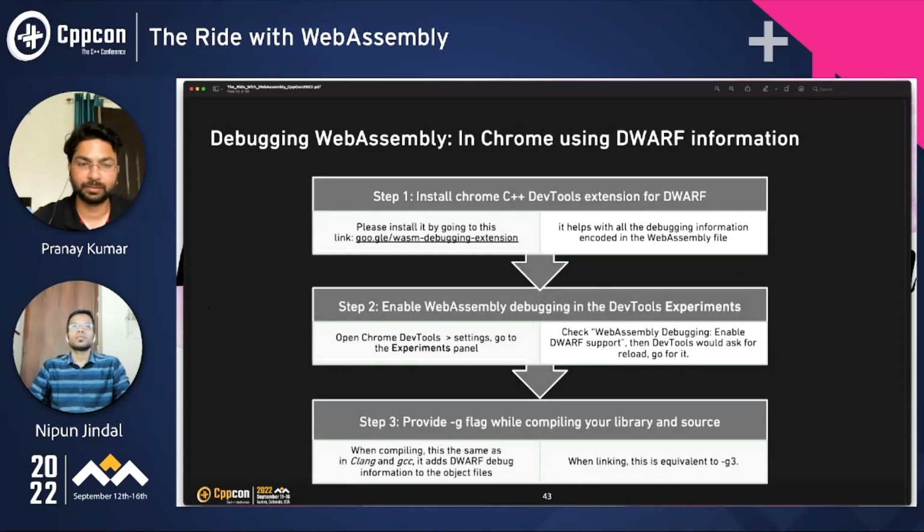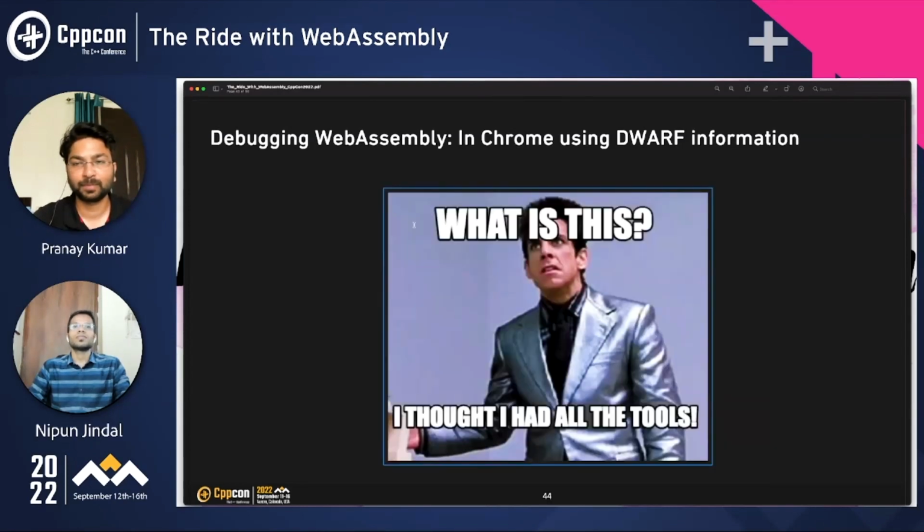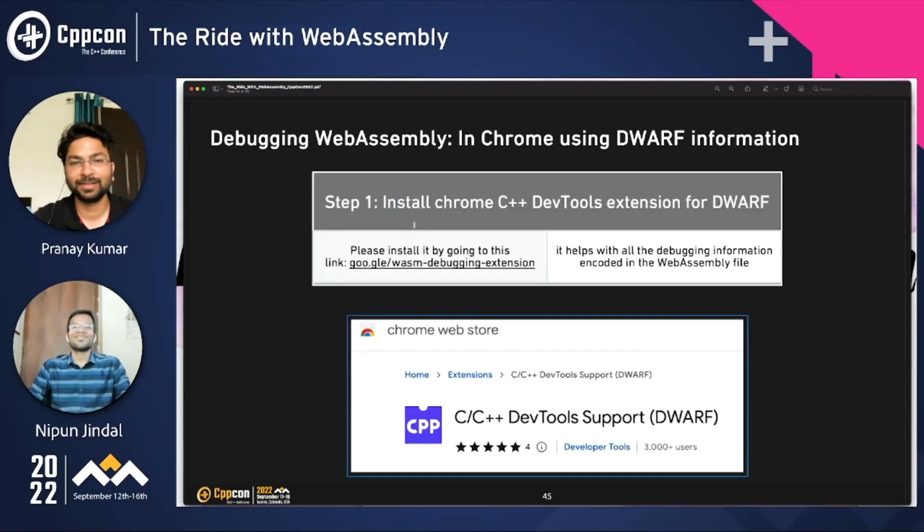How do we achieve this magic? There are 3 steps to it. You need to install a Chrome extension, then you need to enable the DevTools experiments, and then you need to recompile your code if you haven't done already. Yeah, this is something of a caveat probably. So you thought you had all the tools, but you need to do this one-time setup.